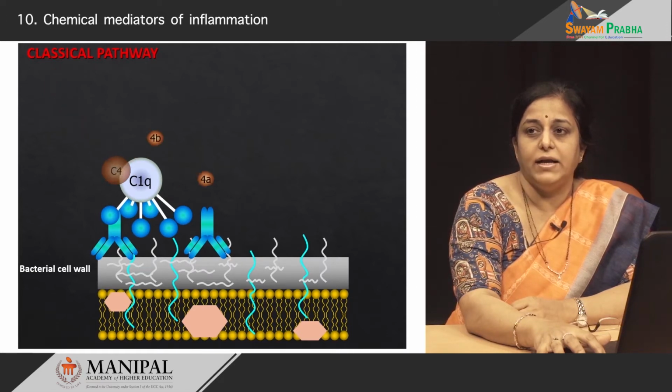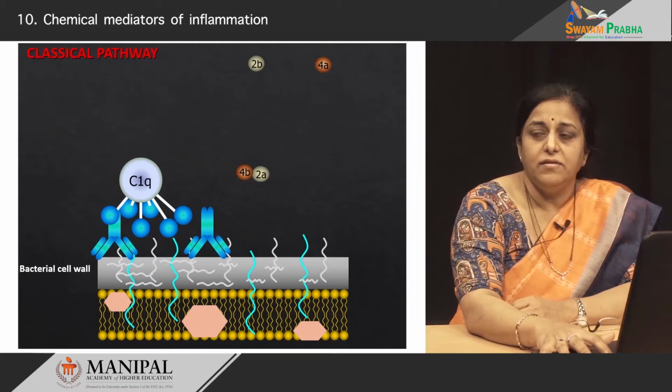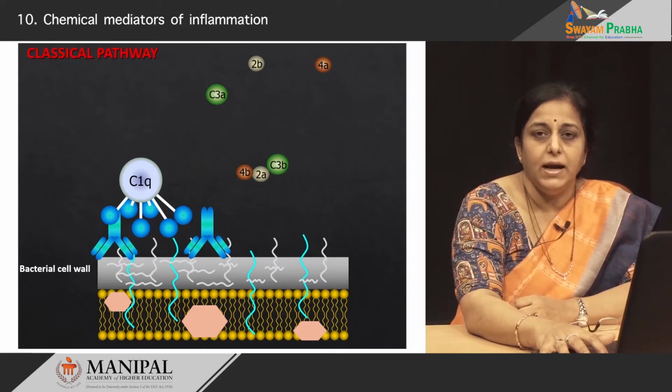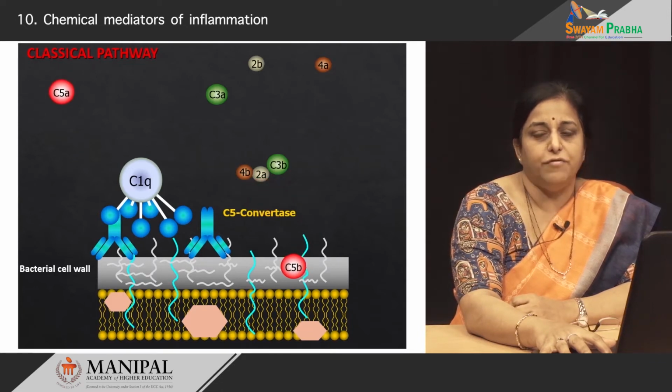The C1 binds to the antigen-antibody complex. This cleaves the C4 to C4A and C4B, and then C2 to C2A and C2B. Now, this C4B and C2A combine, and this is what is called a C3 convertase. As the name says, C3 convertase converts C3 into C3A and C3B. Now, C3B comes and binds back to the C4B and C2A, and this is now the C5 convertase. So, C5 comes and binds to this and gets split to C5A and C5B.